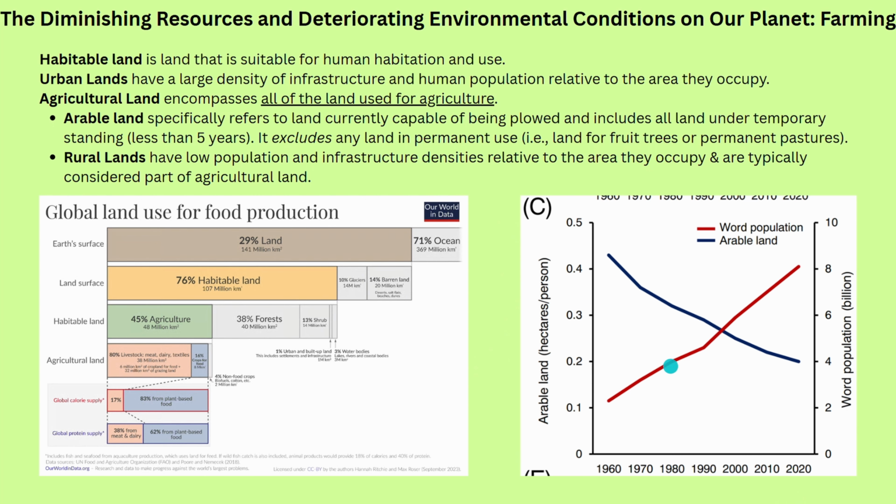Again, across time, as world population increases, arable land directly decreases, causing an inverse relationship. Arable land specifically refers to land currently capable of being plowed and includes all land under temporary crops. However, it excludes any land in permanent use, such as land for fruit trees or permanent pastures, and it is part of agriculture. Because of this inverse relationship between a growing world population and less arable land, it demands an increase in efficiency in the remaining land that we have.